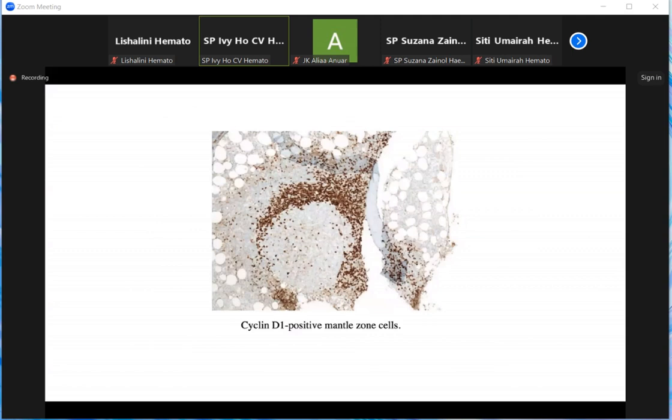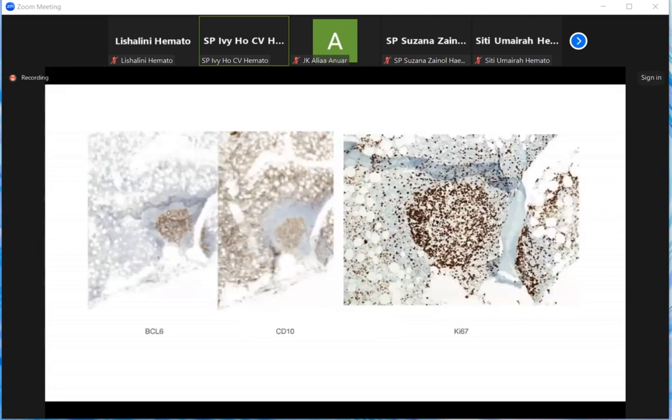Okay, we do a cyclin D1. Instead of staining the whole lymphoid aggregate, it only stains the mantle zone here. BCL6 and CD10 only stain the germinal center. The mantle zone here is negative, and the proliferative index Ki67 is denser in the germinal centers. This looks like a normal lymphoid follicle with a reactive germinal center, a reactive kind of pattern.